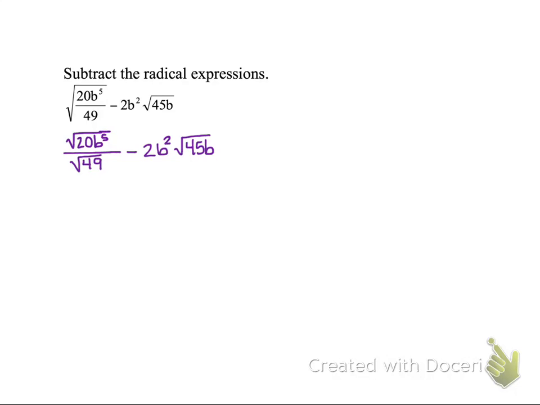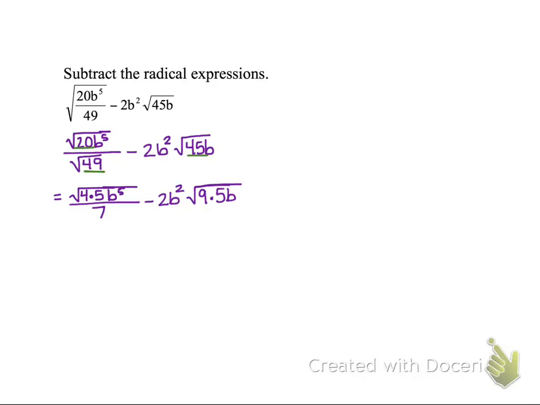So if you look here, this 49 can be simplified. The square root of 49 is 7. 20 can be broken up as 4 times 5. 45 can be broken up as 9 times 5. So this 20b to the fifth is going to become 4 times 5b to the fifth, all over the square root of 49, which is 7, minus 2b squared, and I'm going to rewrite 45 as 9 times 5. So that becomes 9 times 5b.